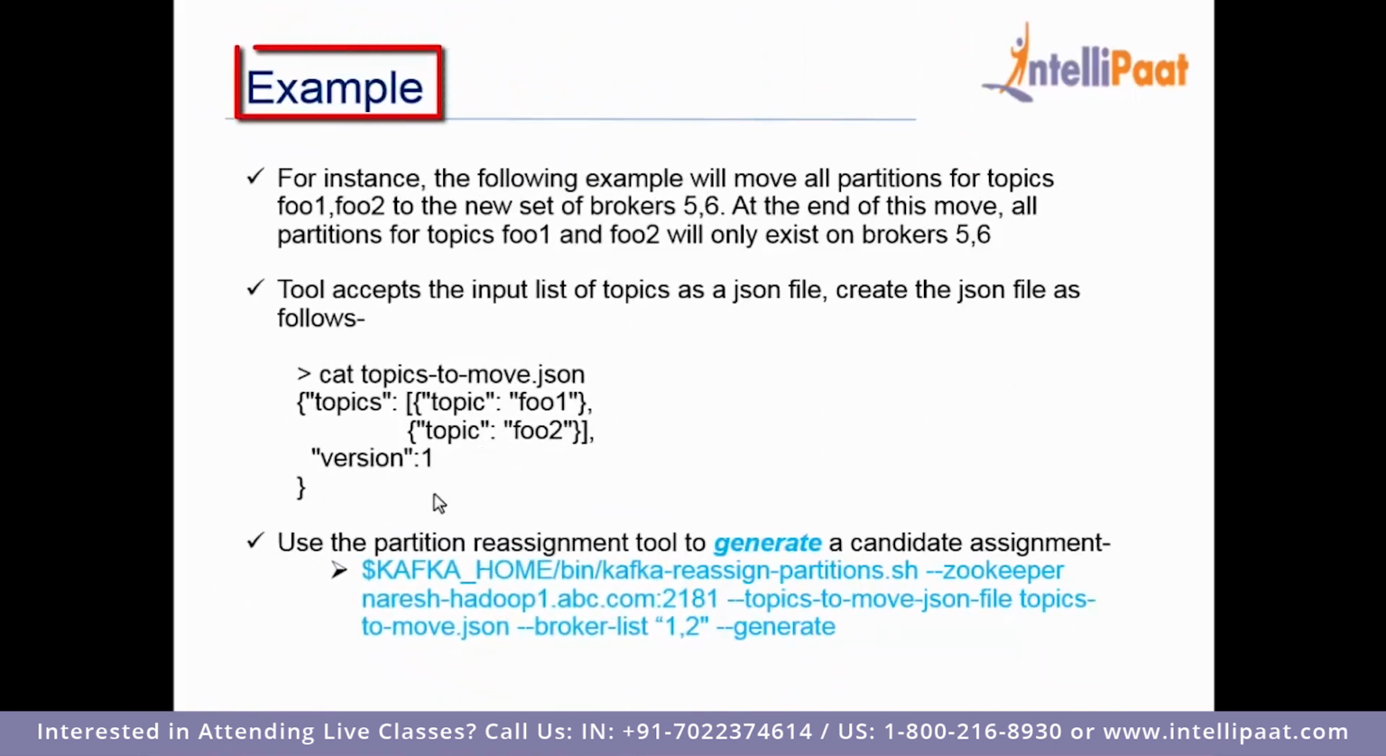Let us take an example. We will create 2 topics, that is foo1 and foo2, with replication factor 1 and partition 1. After that, we will see the locations of these 2 topics and then we will try to move them from that location to some other broker. Let us first create these foo1 and foo2.